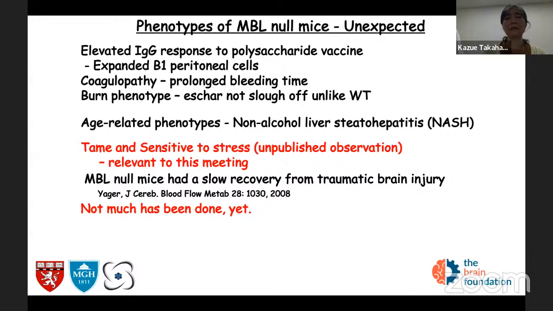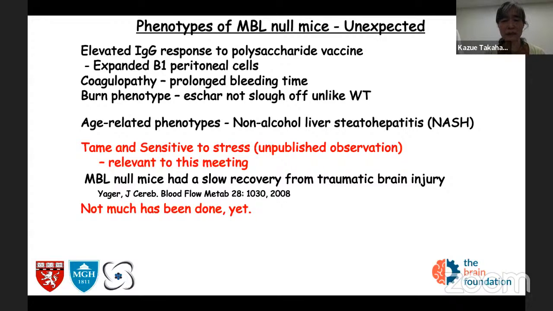Now, we never published it. We couldn't find any collaborator nearby. But we noticed the Mbl null mice are tame and very sensitive to any stress. I know this characteristic is the most relevant to this meeting, but we haven't really done anything.